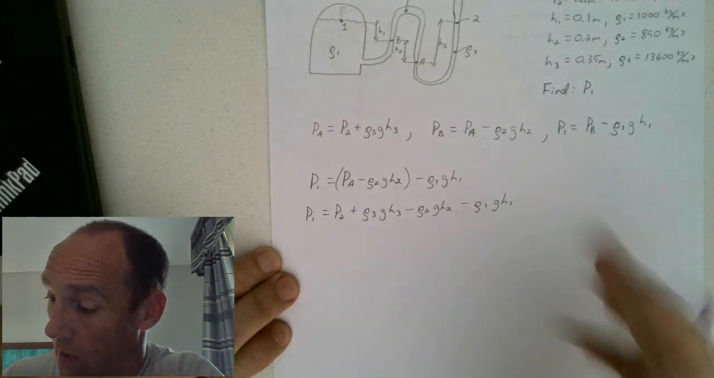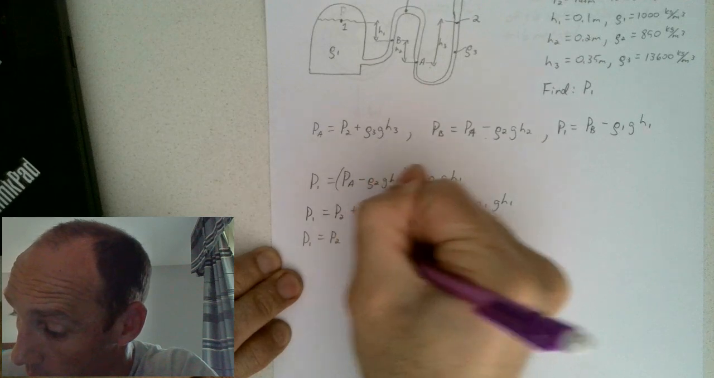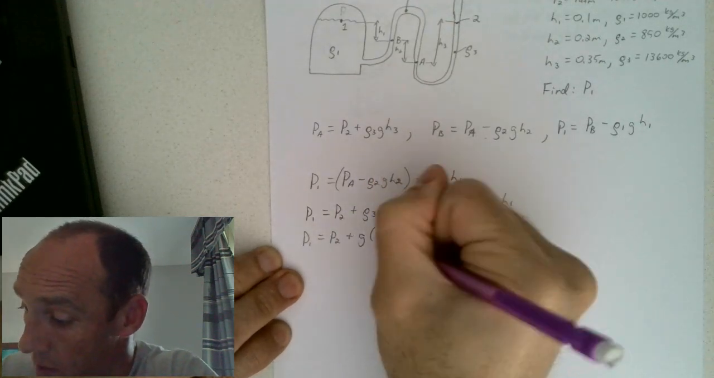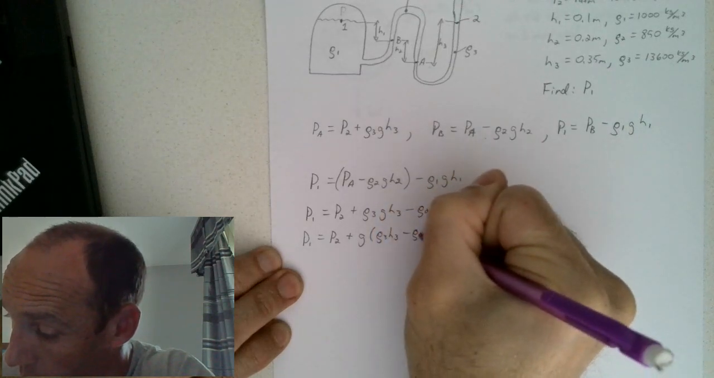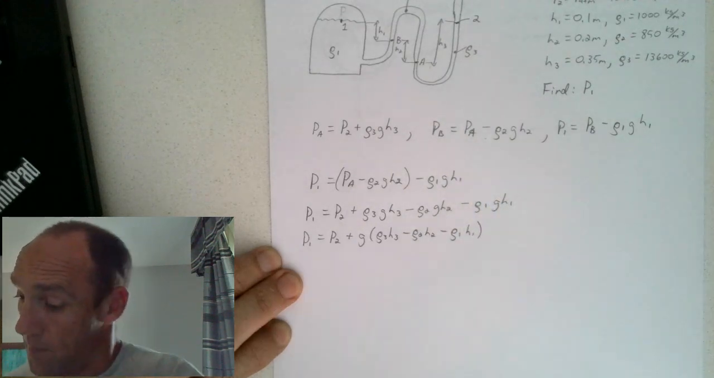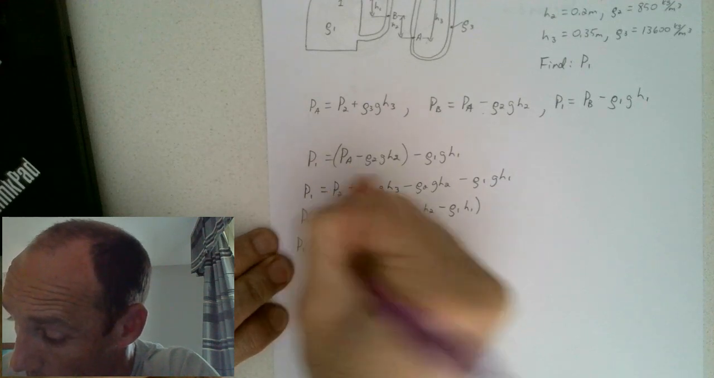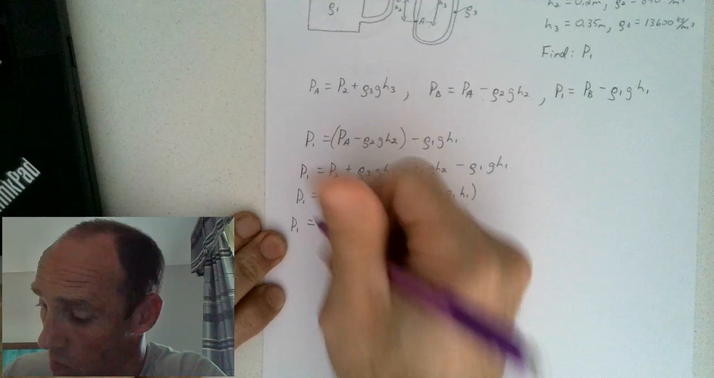Okay, so I can factor out the g. I substitute my values in. P2 is atmospheric pressure.